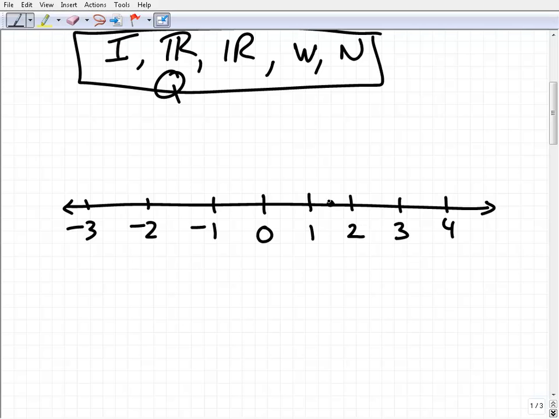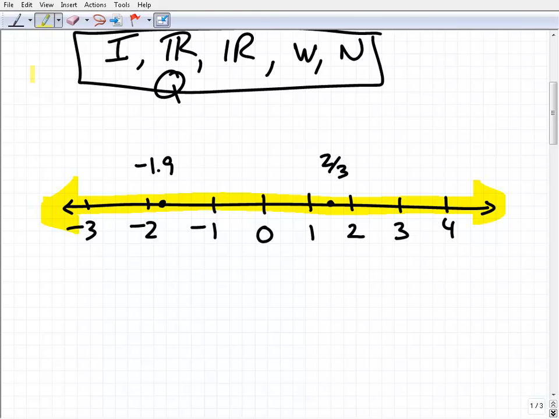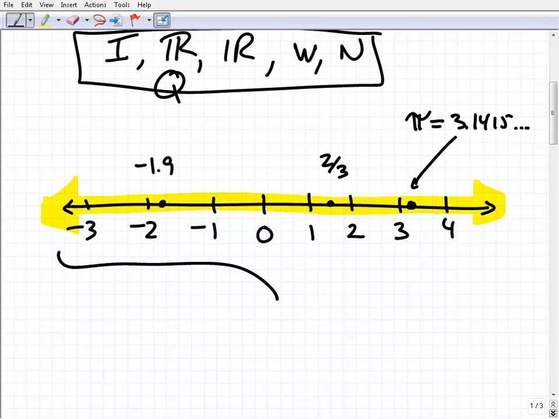Like right here might be the number 2/3, and right here might be -1.9, etc. So this whole entire line and all the numbers that are on it are pretty much all the numbers you could probably think of. Here, let's give you another one. Pi. Hopefully you know what that symbol is. That's the number 3.1415, and it goes on forever. It's what we call a non-terminating decimal, that goes on and on and on. But if you think about it, 3.14 is somewhere right here. All the numbers that you could put on this number line are the real numbers.